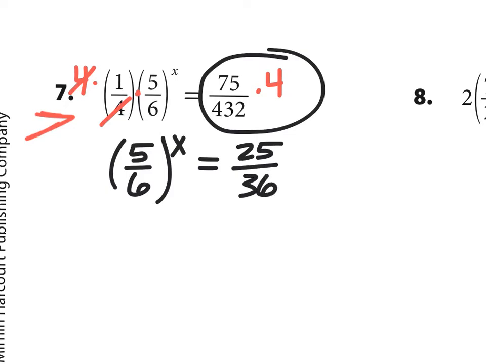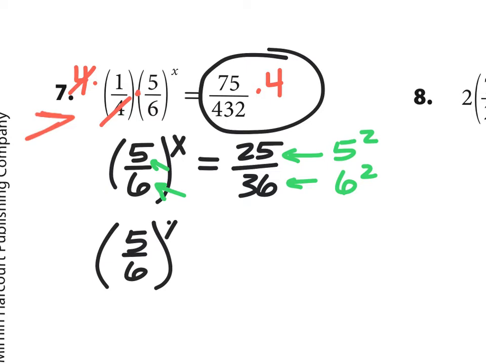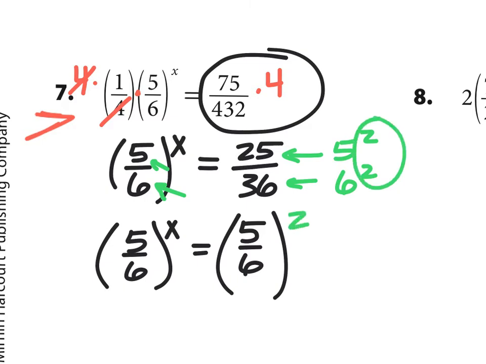Now, the key here is you want to get the same base of 5 and 6, okay? So what is 25? 25 is really 5 squared. What is 36? 36 is really 6 squared. So really what happens is this becomes 5 over 6 to the x equals 5 over 6, all of that being squared, okay, our exponents here. So what is x? x is 2. Now, that only works if you can get these as the same base. If you can't, then you've got to do it graphically.